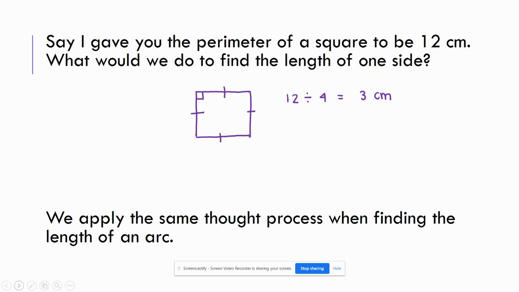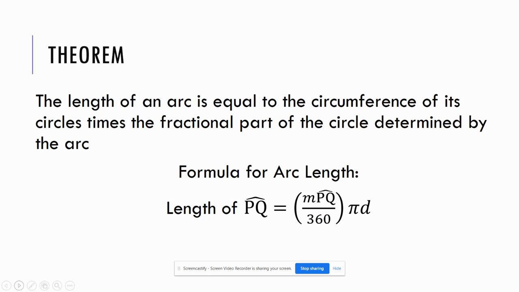So we're going to apply that same thought process when finding the length of an arc. Essentially, I need to know, okay, if I'm given the whole perimeter, what is the fractional piece of it? And that's going to help me find the length. So we have a theorem to help us with this. It says the length of an arc is equal to the circumference of its circle times the fractional part of the circle determined by the arc.